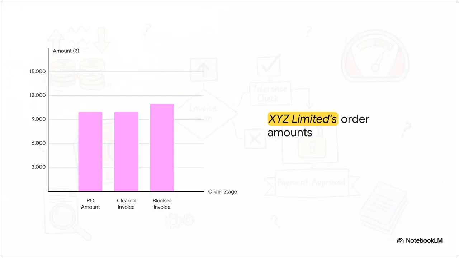Let's actually look at how this plays out in a real workplace. Take XYZ Limited, for example. Ria orders a batch of steel for 10,000 rupees, but the vendor's invoice arrives at 10,005 rupees. Now, because XYZ Limited smartly set a system-wide tolerance limit of, say, up to 50 rupees, the system just automatically ignores that tiny 5 rupee gap. It perfectly matches the invoice and pays the vendor right on time, keeping the whole supply chain moving smoothly.